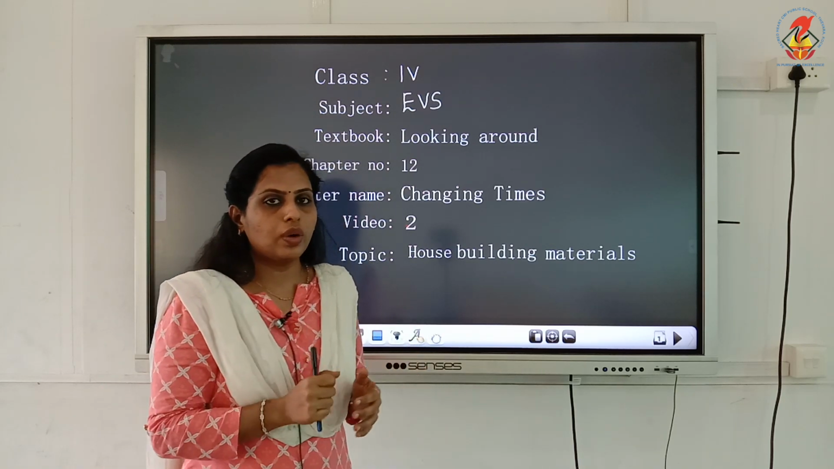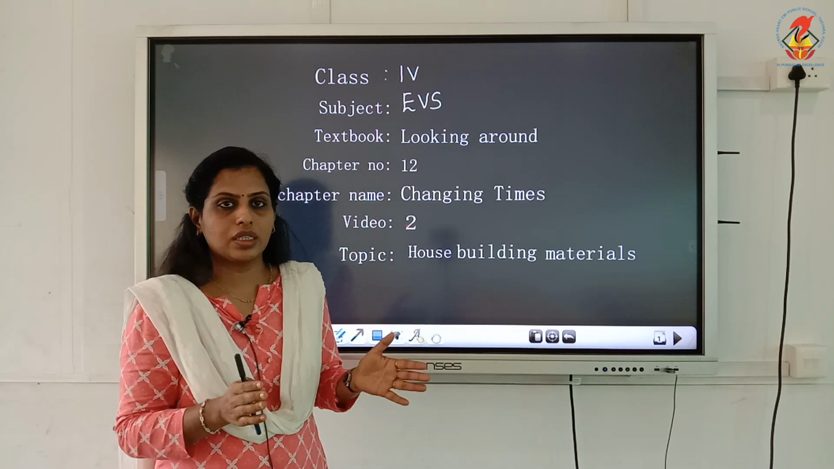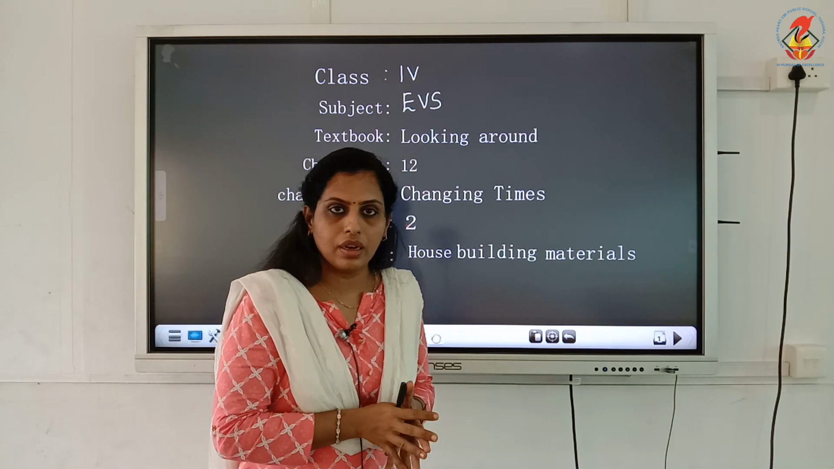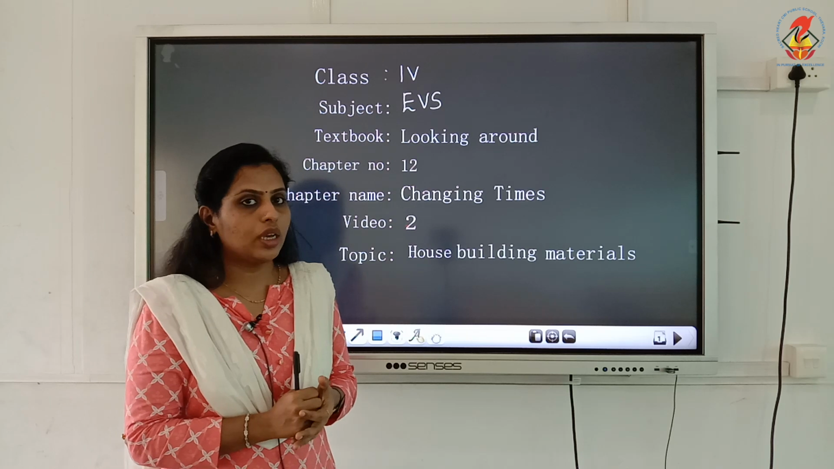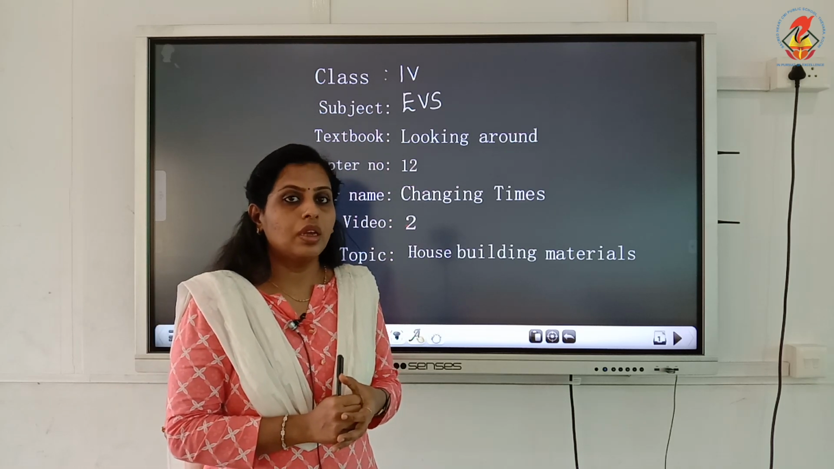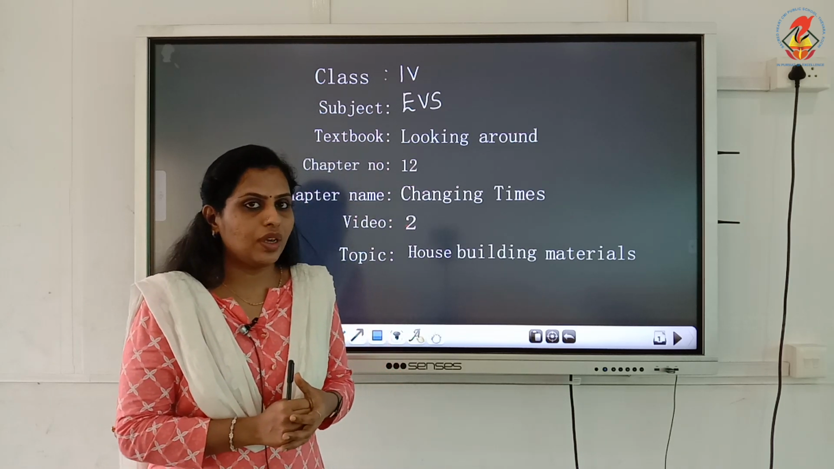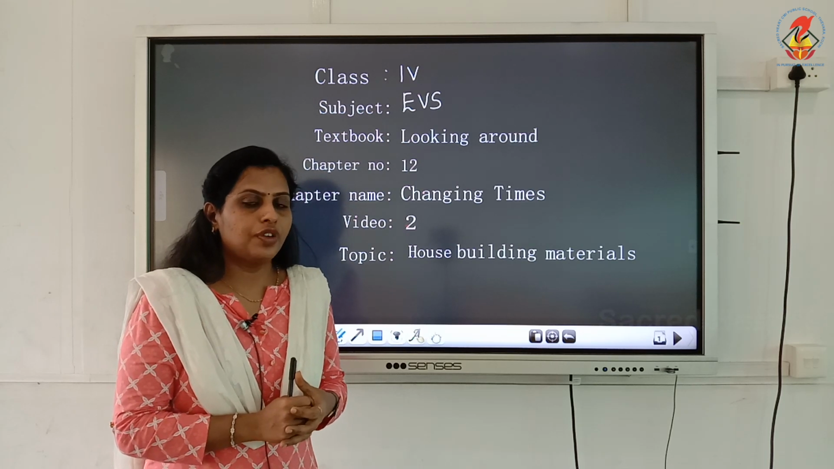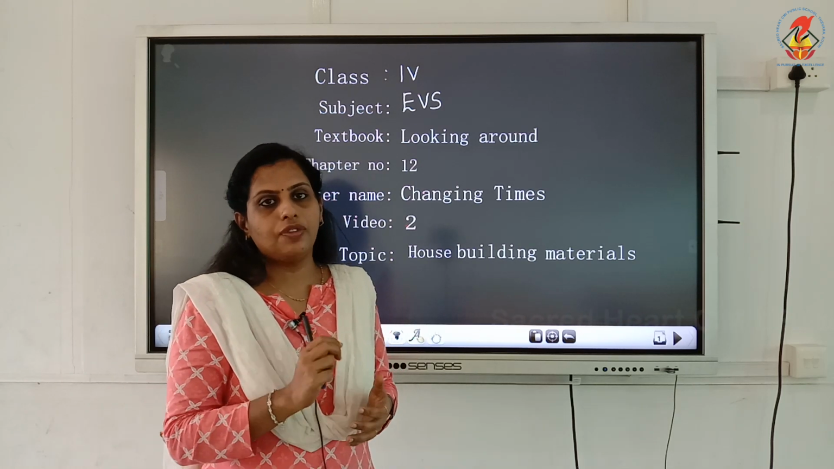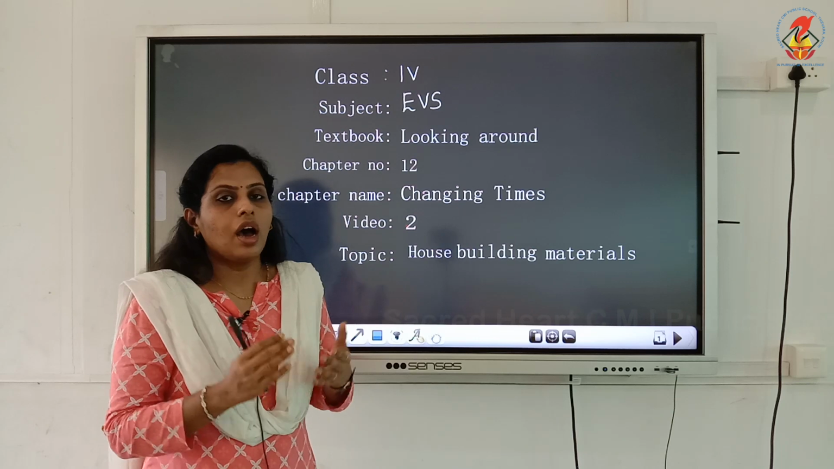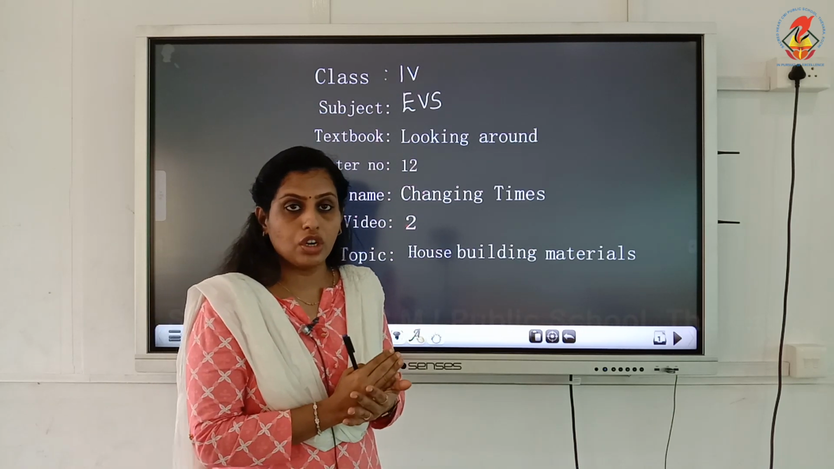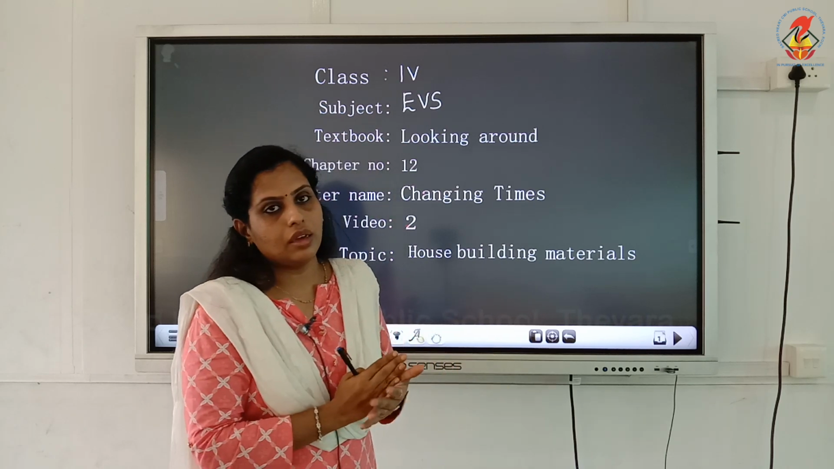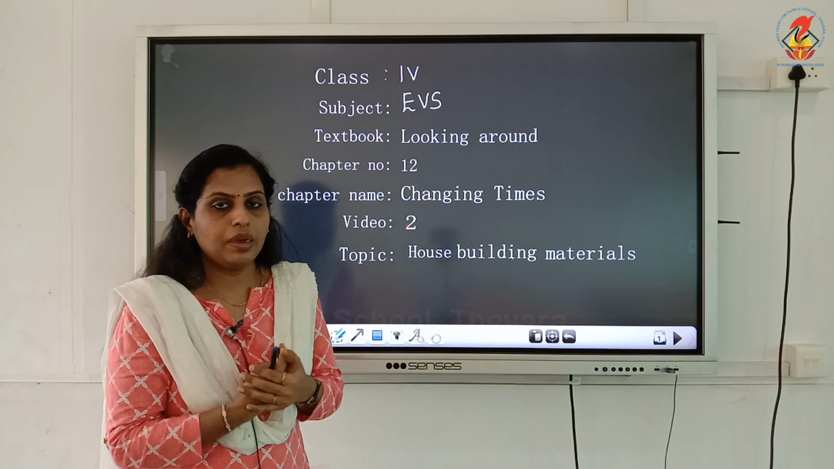In video 1, we learned how Pakistan got partitioned from India. Who was ruling us before independence? Britishers. And when did we get independence? 15th August 1947.